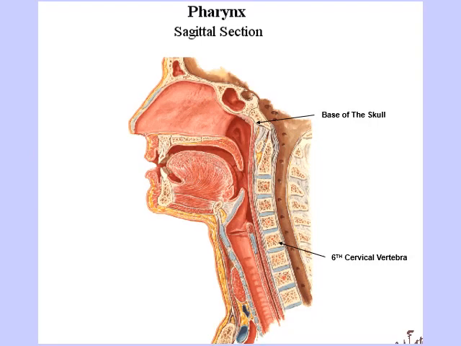Pharynx: it is a muscular tube extending from the base of the skull. Beginning of the pharynx is from the base of the skull, termination opposite to the 6th cervical vertebra, where it continues with the esophagus. This part is the pharynx. The pharynx has 3 openings anteriorly. It opens into the nose, it opens into the oral cavity, and it opens into the larynx.